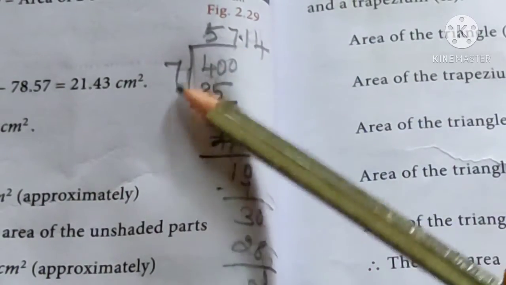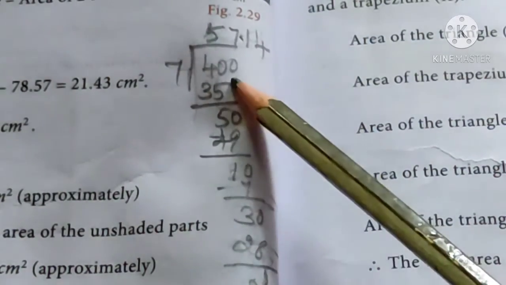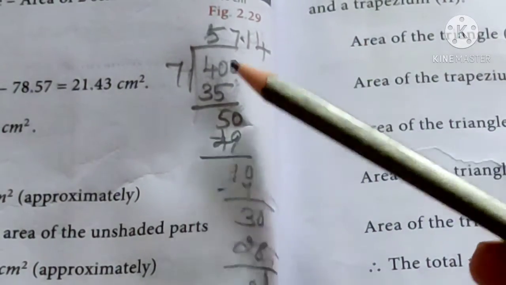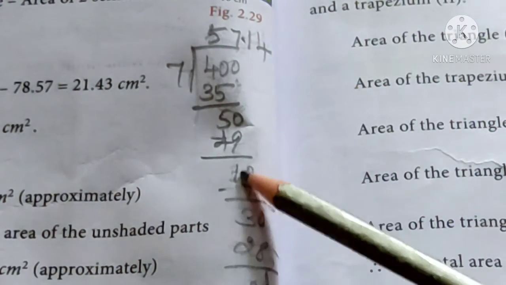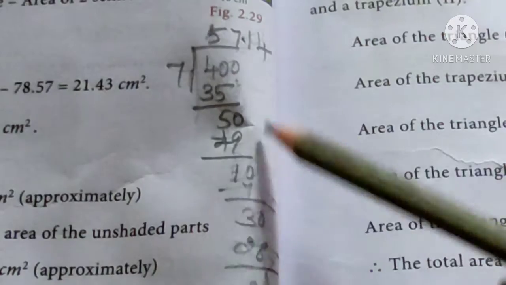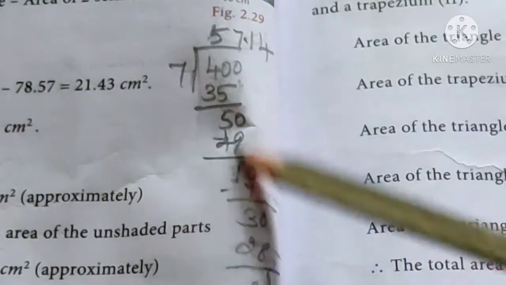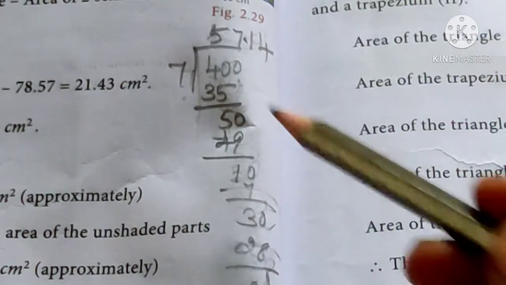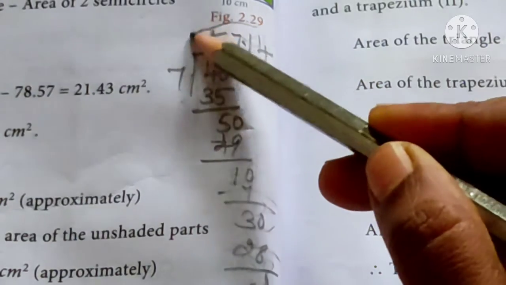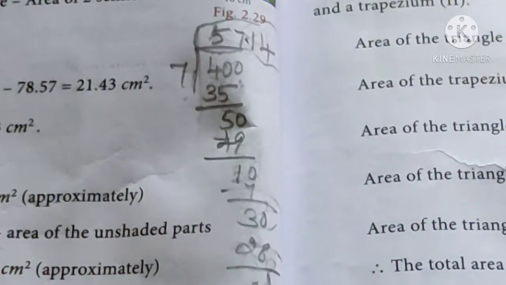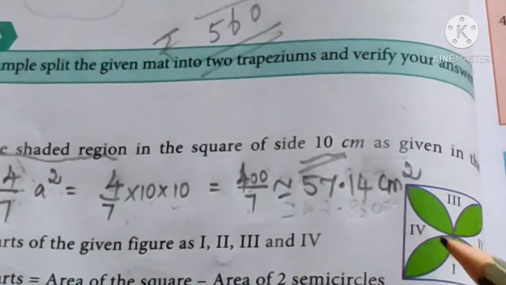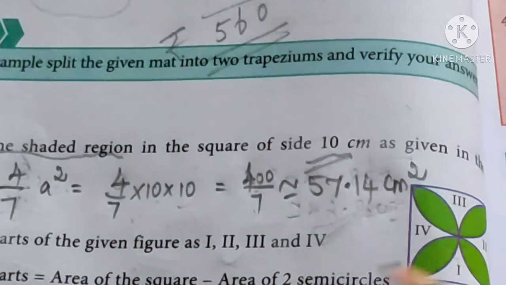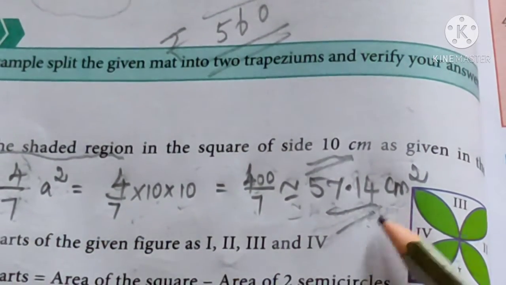400 divided by 7. 5 sevens are 35, 5 balance. Again bring down this 0. 7 sevens are 49, 1 balance. Here there is no 0, so we take the decimal point and then take zeros. So now the number is 10. 1 7 is 7, balance 3, so 30. 7 4s are 28, again balance 2. So approximately the area of the shaded region is 57.14 centimeter square. This is the answer. Write this method in your note.